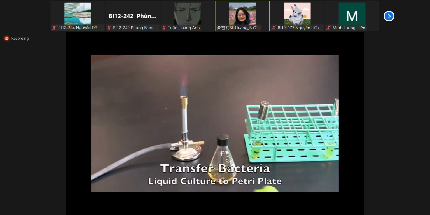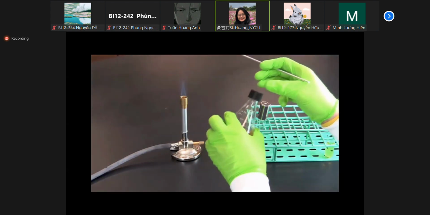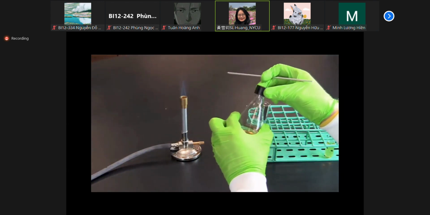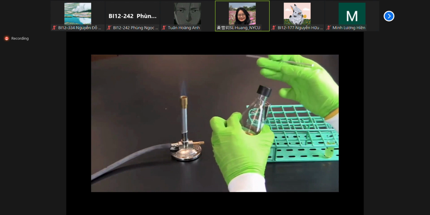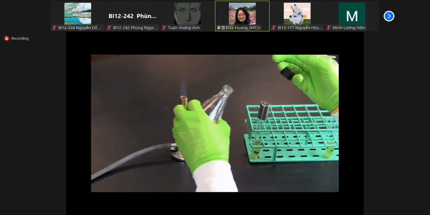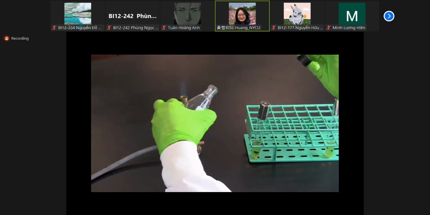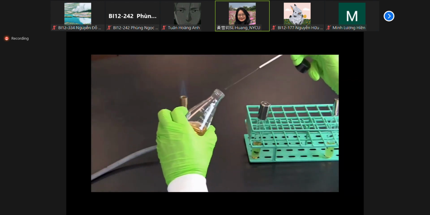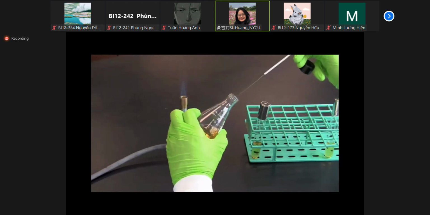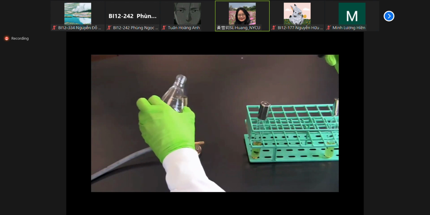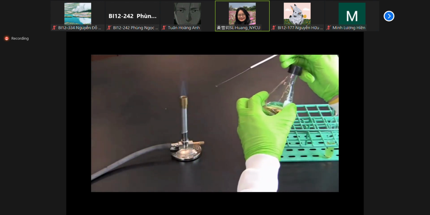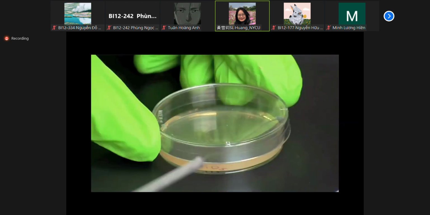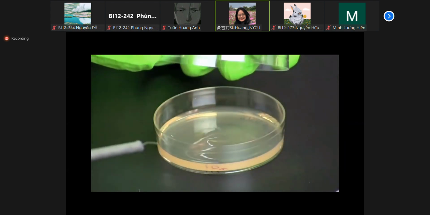In this section, you will learn how to transfer bacteria from a liquid culture to a petri dish. After flaming the loop, take the lid off the container of liquid culture and pass the mouth through the flame. Then dip the loop into the liquid culture and flame the mouth again before replacing the lid. Transfer the bacteria to your petri plate.